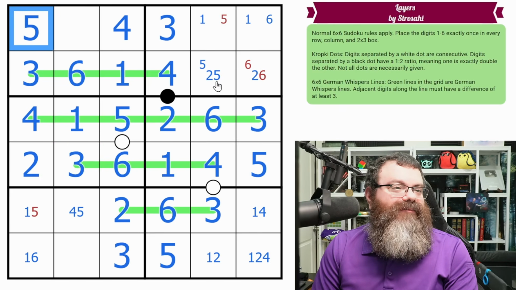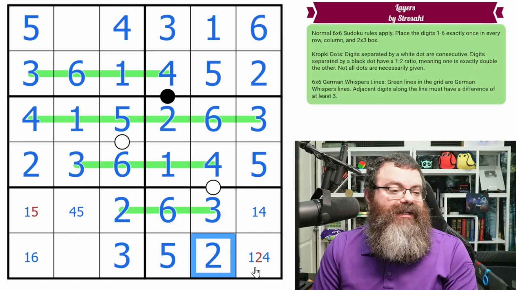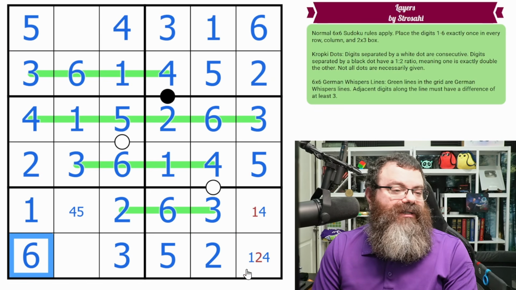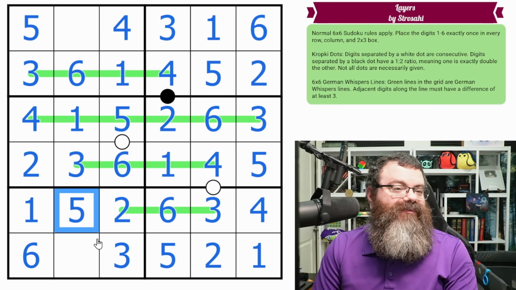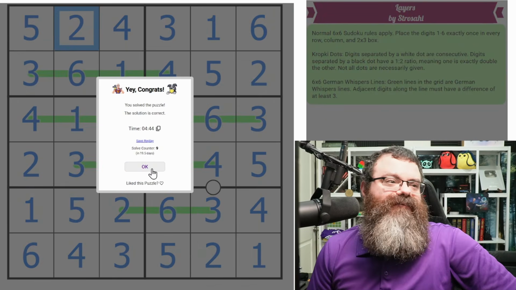That's a 5. Placing the 5 and the 6 is placed. The 1 and the 2 are placed. Okay. That's 2. We get 1, 6, 4, 1. That's 5. Here we need a 4. Here we need a 2. And we're done. Finish in 444.